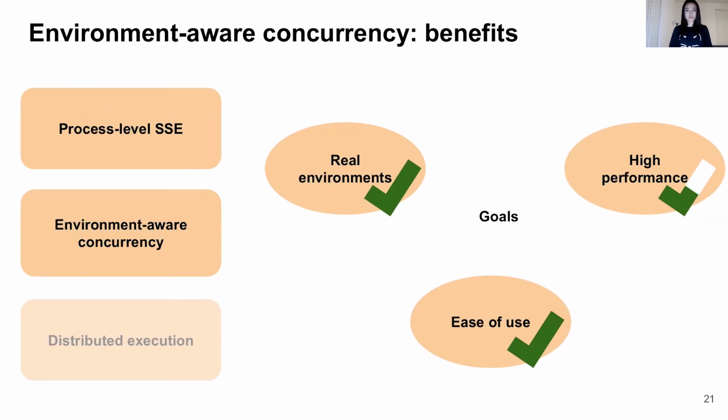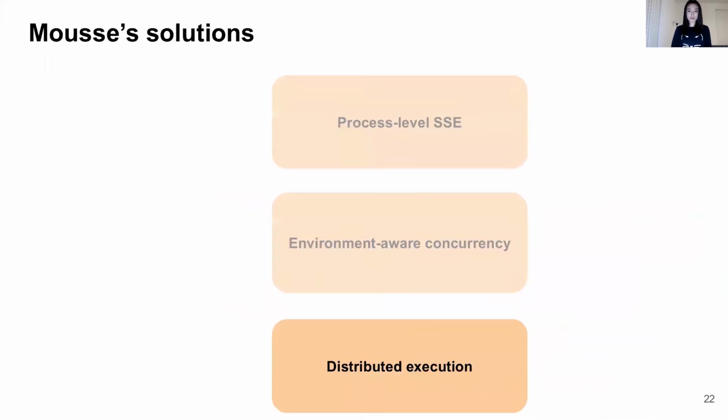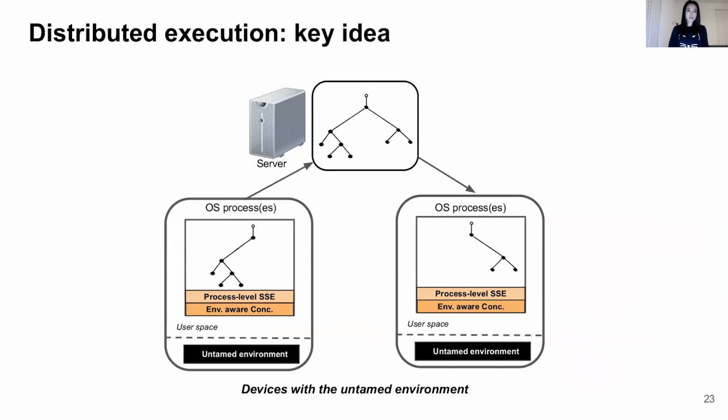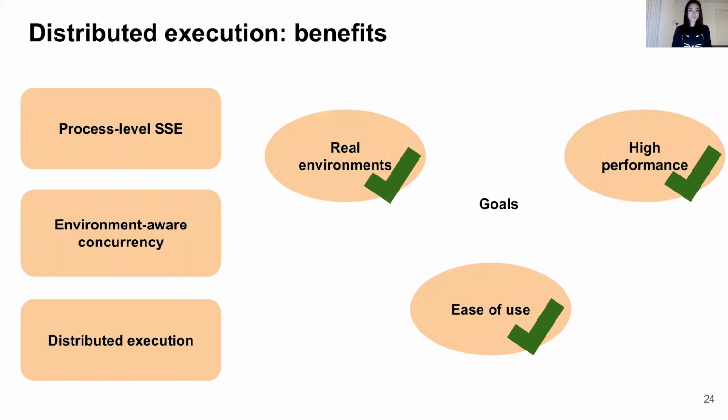However, to execute more paths, we need another solution, which is distributed execution. In distributed execution, one device can offload the path that cannot be executed on itself to the server. Then another device can download the path from the server to finish its execution. Distributed execution and environment-aware concurrency together help improve Mousse performance greatly, as I will show later in our evaluation.